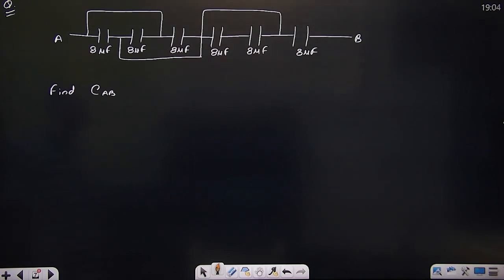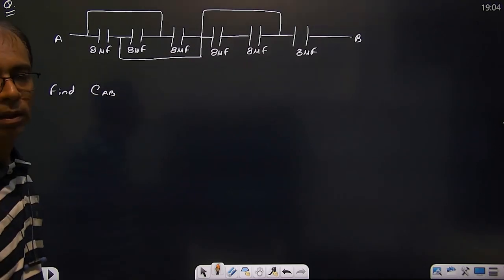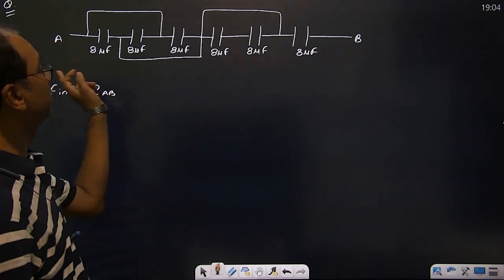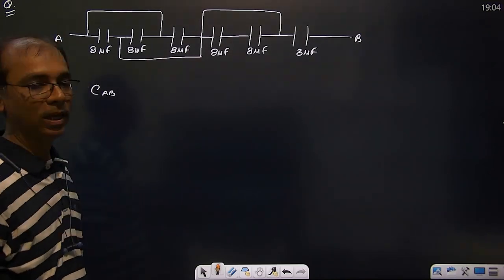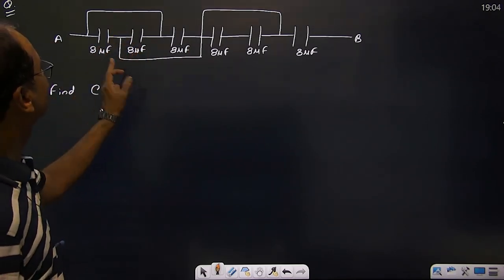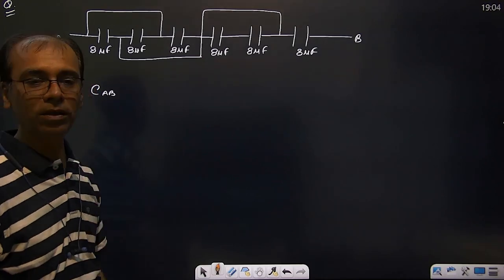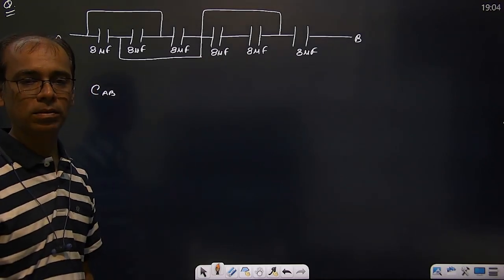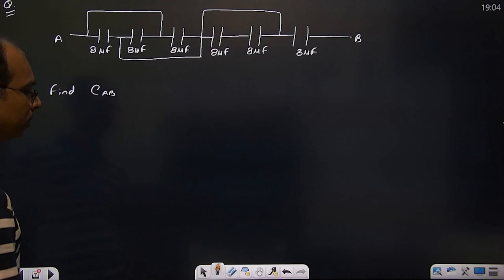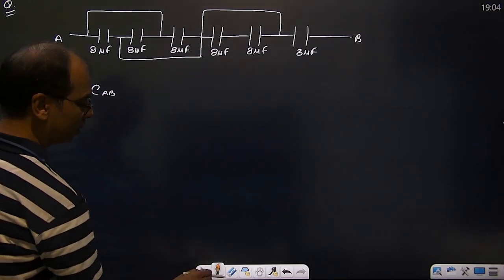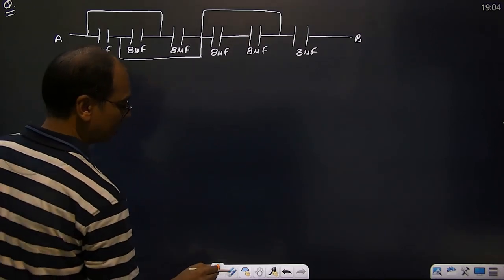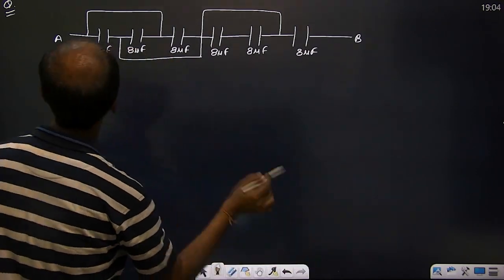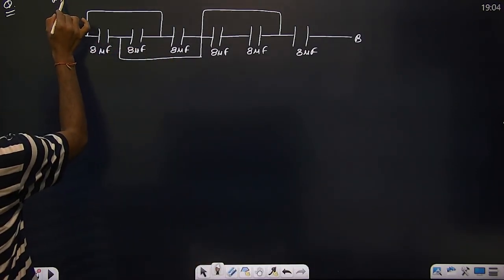Okay. See now. 1, 2, 3, 4, 5, 6 capacitors it has given, and he is asking what is the net capacitance between A and B. But in between these, connecting wires are connected. What is the meaning of that? I'll show you. What I'll do is, for the time being, I'll just shift this CAB upwards, and above I'll write: find CAB.